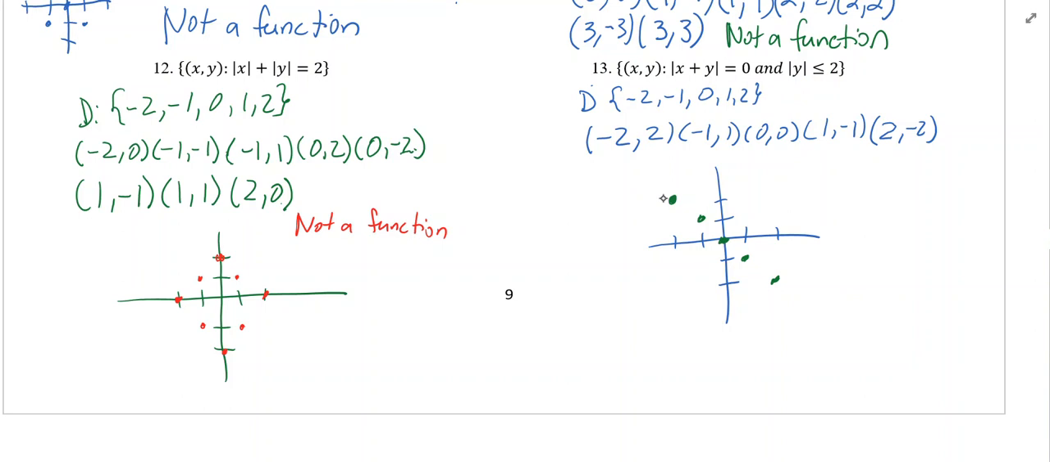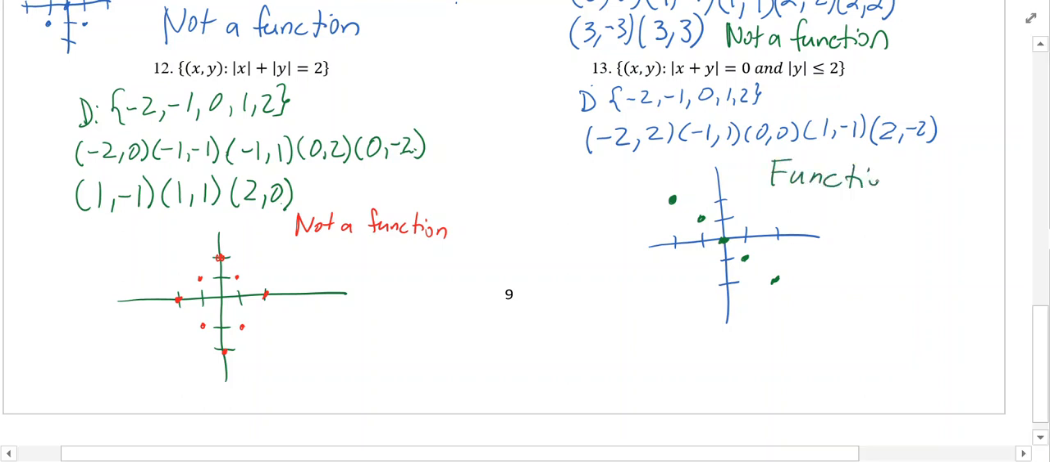Okay, so then when I plotted my points, I got something that looks like this. And in this case, it would pass the vertical line test. So this is a function. So you can write function. Okay, all right, let's go to the next page.